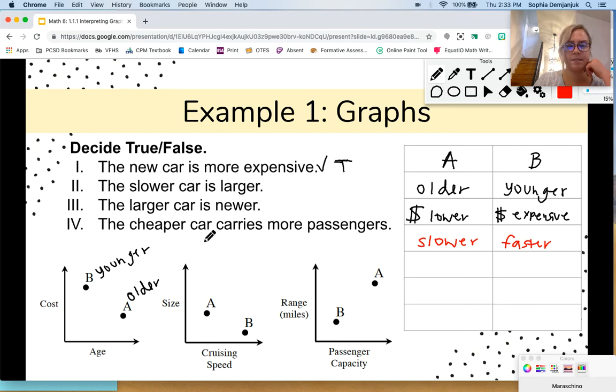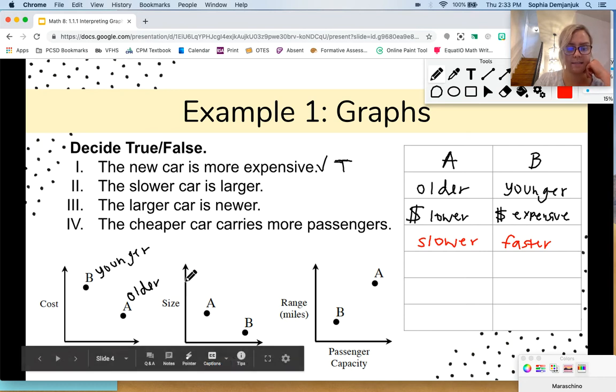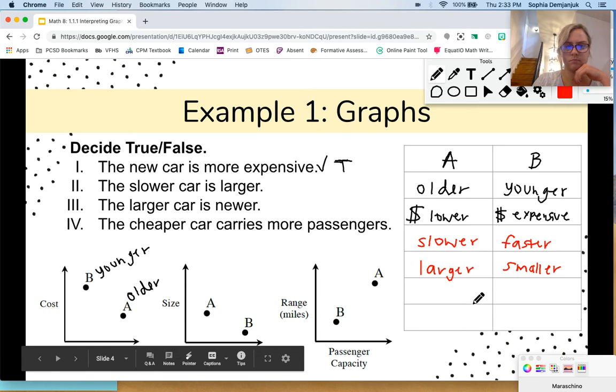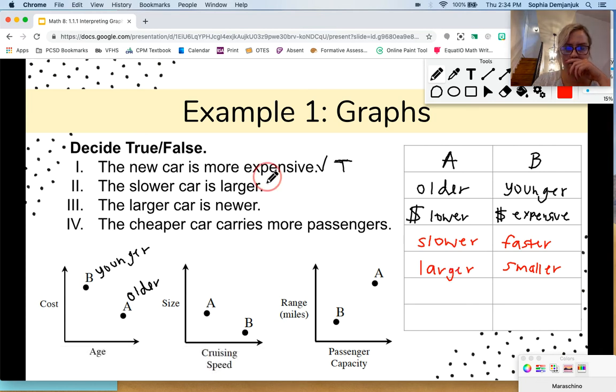And then that second piece of information on my y-axis is the size. My size for B is the one that's shorter. It's a smaller size, so B is smaller. A was higher up for the size unit, so A is larger. The slower car is larger. Is that true? A is the slower car and A is also larger. So yep, that's also a true statement.